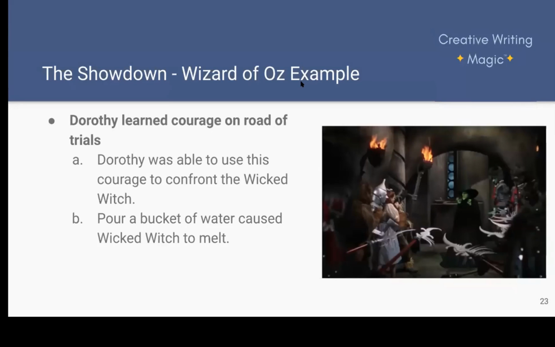And in our example, Dorothy learned courage on the road of trials and learned many other lessons. And she was able to use this courage to confront ultimately the Wicked Witch and pour a bucket of water on the Wicked Witch, which caused her to melt. And another great aspect to this is the Wicked Witch literally melting away from Dorothy's story.